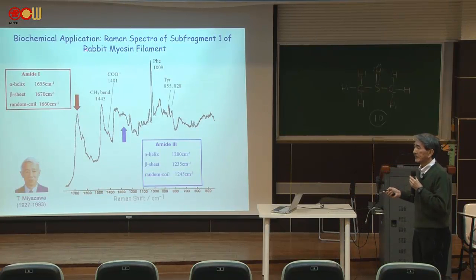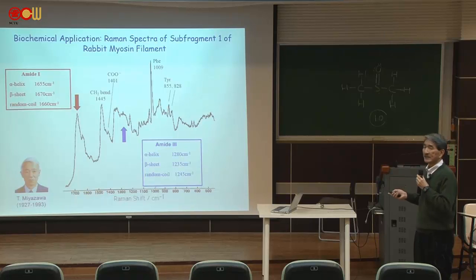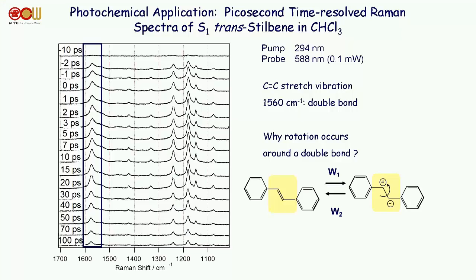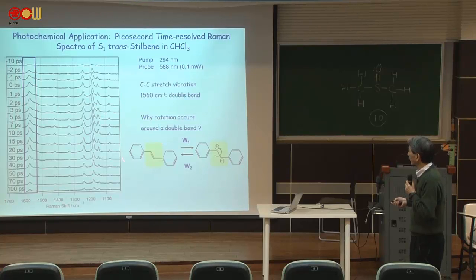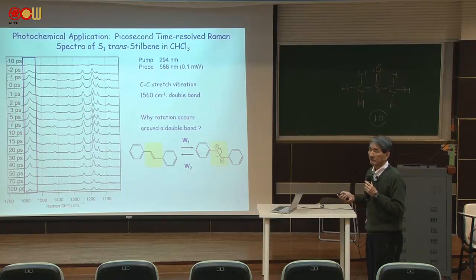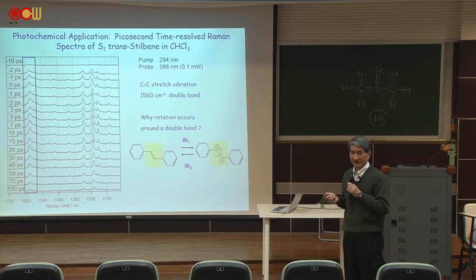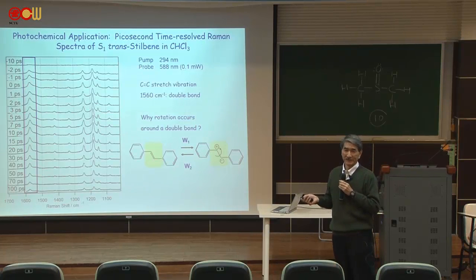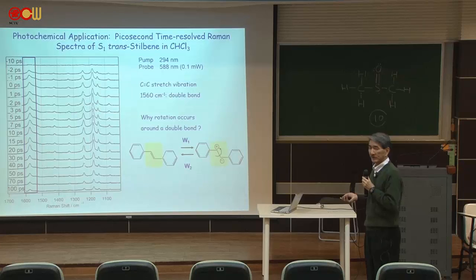So now there are many, many biochemical applications of Raman spectroscopy based on this kind of interpretation. Now I show you a photochemical application, and I'll tell about this later in more detail, but this is a trans-stilbene molecule, and trans-stilbene is one of my favorite molecules, and I've been studying trans-stilbene for maybe 20 years or so, and it's a very interesting molecule.